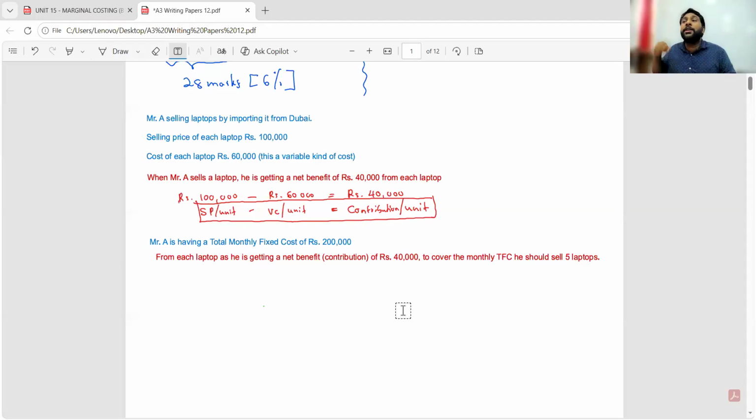How many units you should sell? 5 units. That is the break-even point units. Then people, based on that, we'll construct a formula now. Now let's get the second learning. Construct the second formula.